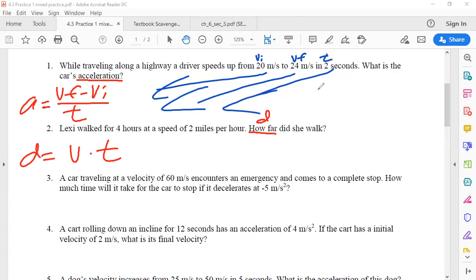Speed and velocity are interchangeable in these calculations, all the ones I've had to do anyway. So 2 miles per hour goes in where V is, and 4 hours goes in where T is. Then we have D equals 2 times 4.